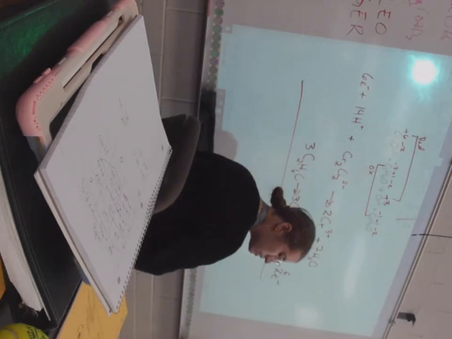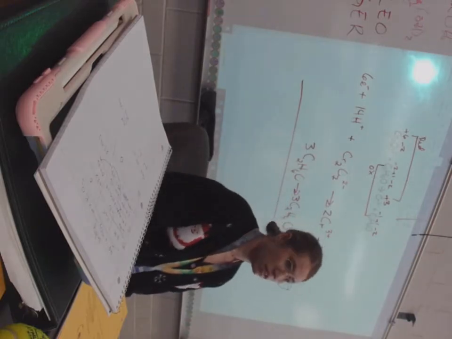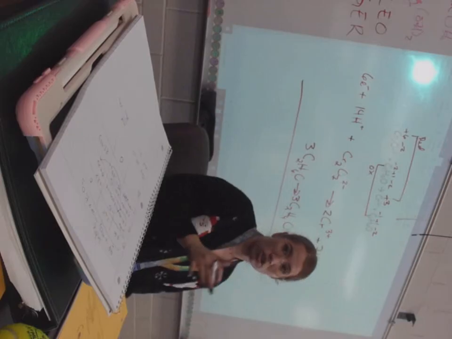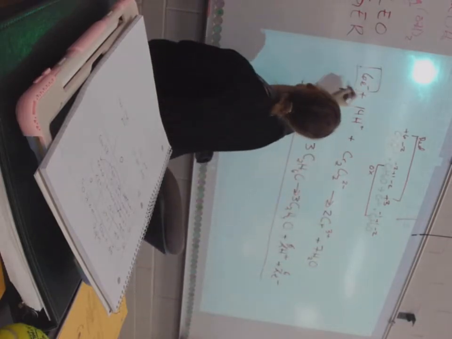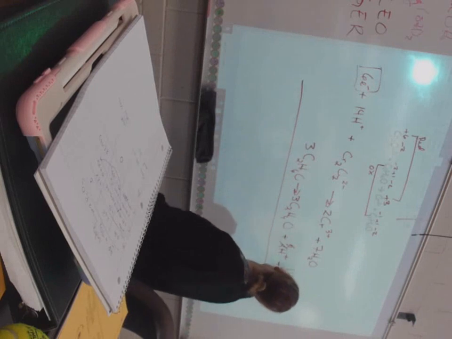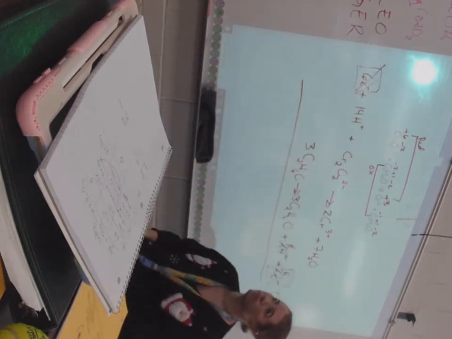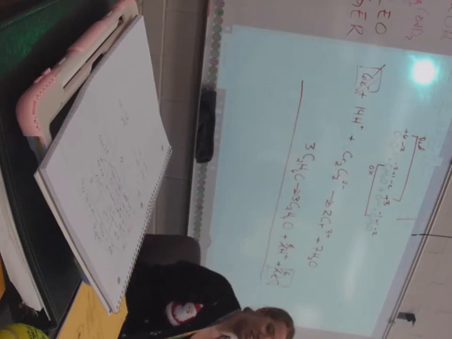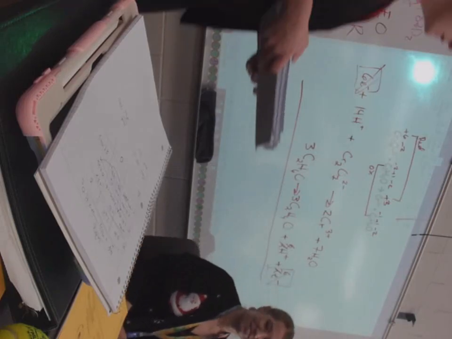Okay, last step, cancel anything that shows up on both sides. And electrons should always cancel. So I have 6 electrons, 6 electrons. These are my least favorite part of chemistry. Well, these are fun. They're like a puzzle. My brain just never understood it.